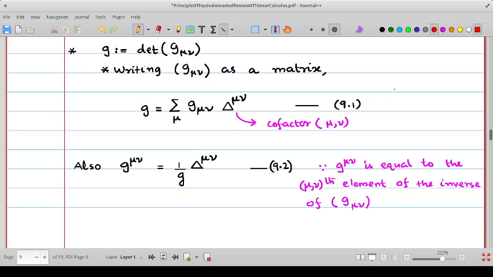Now we also know that the μν component of the contravariant metric tensor, denoted by g^{μν}, with μ and ν as superscripts, is equal to 1 by g times Δ^{μν}. Now Δ^{μν} is the μν cofactor of the matrix g_{μν}, and it is actually equal to (-1)^{μ+ν} times the determinant of the matrix obtained by removing the μth row and νth column from this matrix.